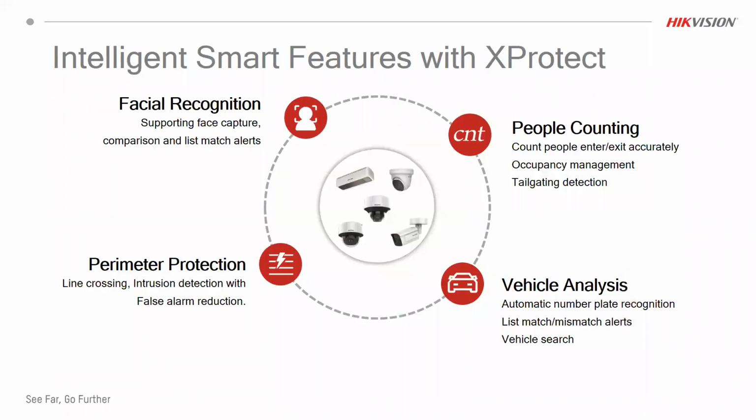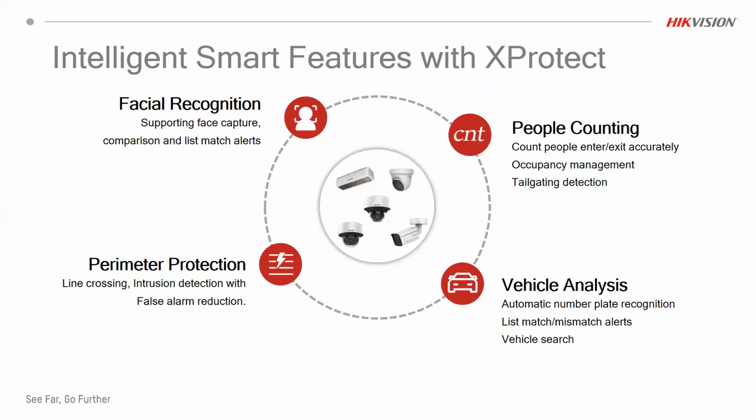Intelligent smart features. The core of our DeepinView range is a combination of edge analytics and high-level integration into XProtect, with our 4 smart features available. Facial recognition, comprising face capture, database comparison, target lists, and alerts, provides users with accurate and rapid identification. Our people counting solution, incorporating simple entry-exit statistics and advanced occupancy management, provides users with live feedback and alerts when limits are exceeded, and reporting for historical review.